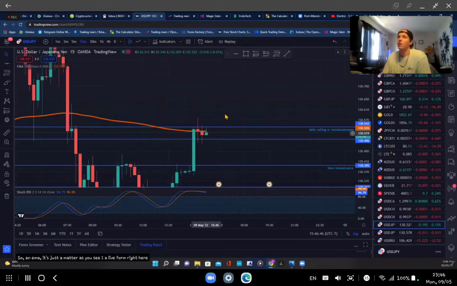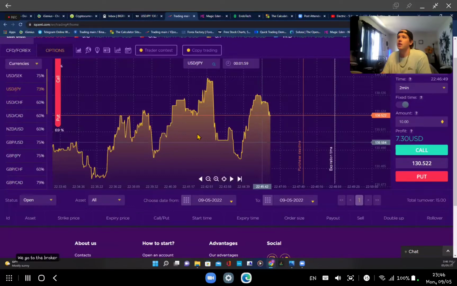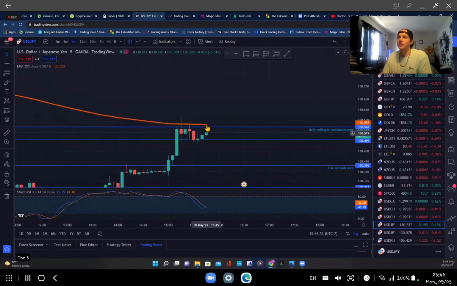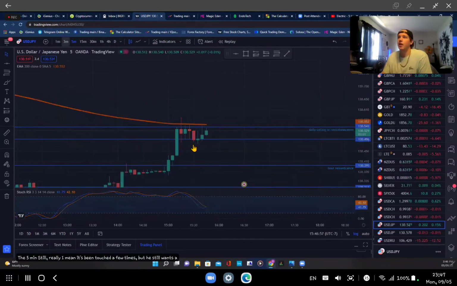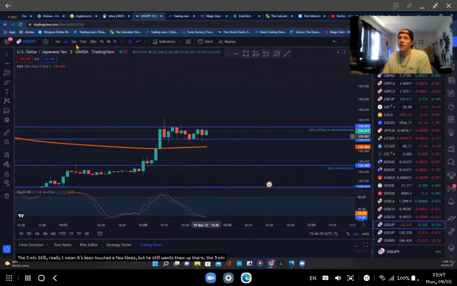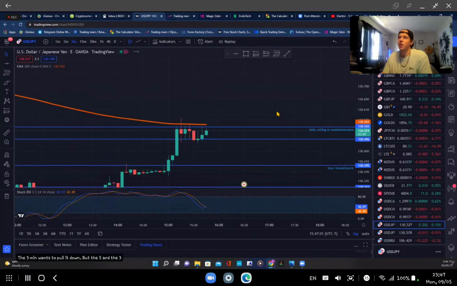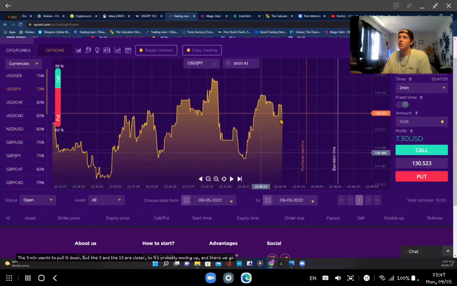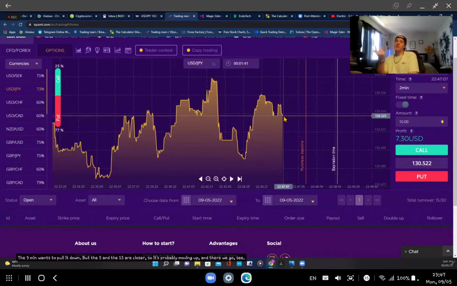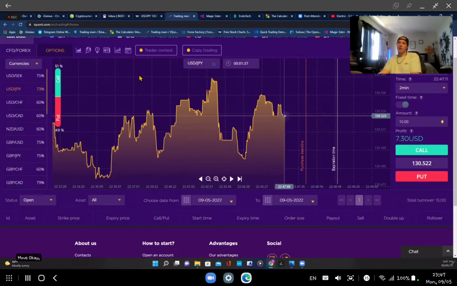This thing's going up. We go to the broker. Let's watch it. So this guy's pretty satisfied. The 5-minute has been touched a few times, but it still wants them up there. The 3-minute wants to pull it down, but the 5 and the 15 are closer, so it's probably moving up. And there we go. See? What we're watching right here is the 15-minute and the 5-minute EMA moving. That's what's happening right here. This is getting pulled up.